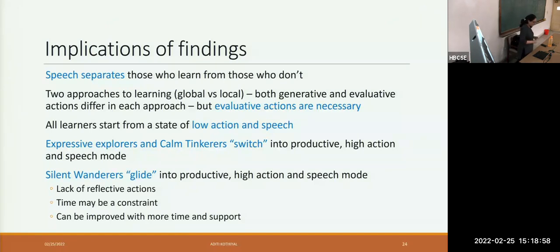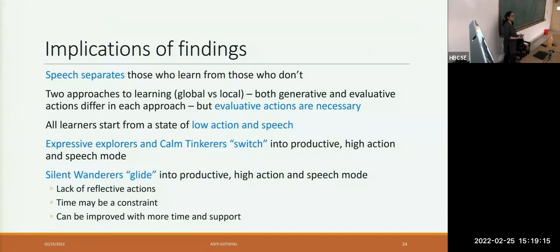And the silent wanderers were more sort of going very gently into this mode where they were talking more and acting more, and they could anytime, sort of fall back into the unproductive mode as well.